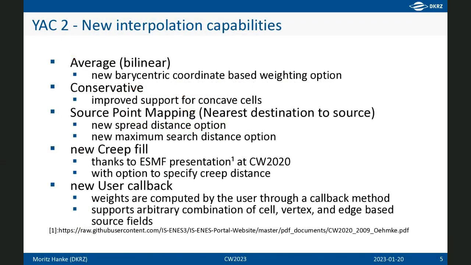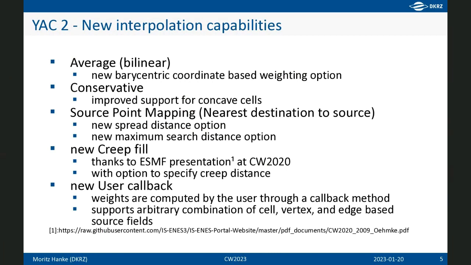The interpolation capabilities that were new in YAC2 since the last presentation at the last coupling workshop. I added a new weighting option for the average interpolation, or bilinear, using a barycentric coordinate based method, and that looks really promising. I think it's much better than the often used distance weighting.